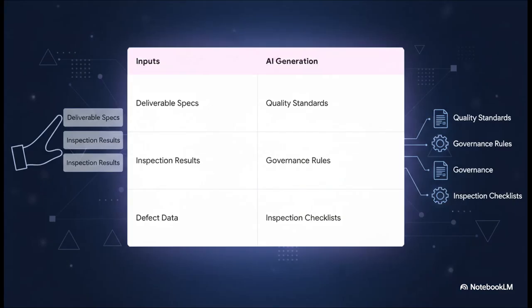Again, it's a true partnership between your brain and the AI. You feed the system your core deliverable specifications and log the pass or fail results. PMoly instantly takes all that context and spits out customized inspection checklists, really robust governance rules, and quality metrics that are perfectly aligned with whatever your specific industry requirements happen to be.